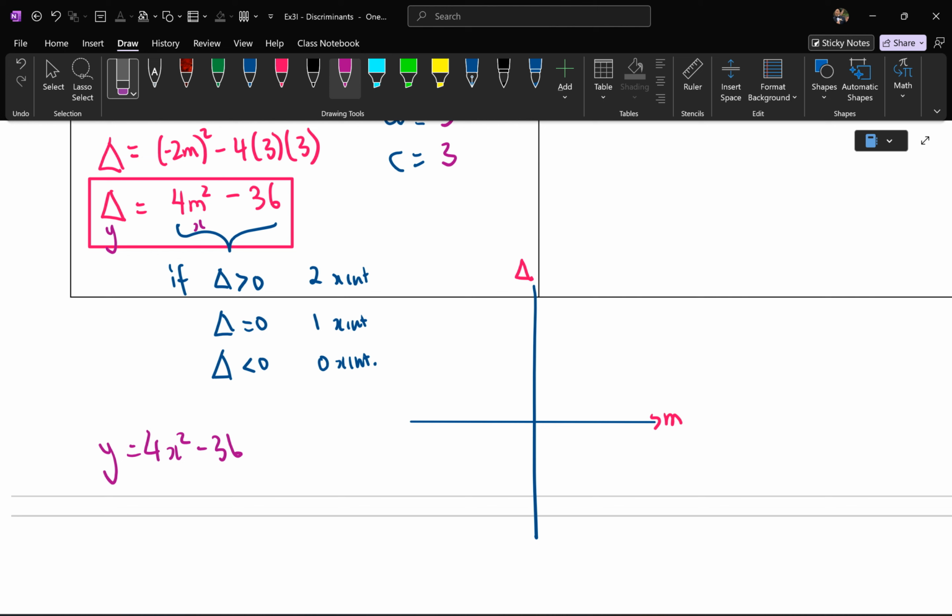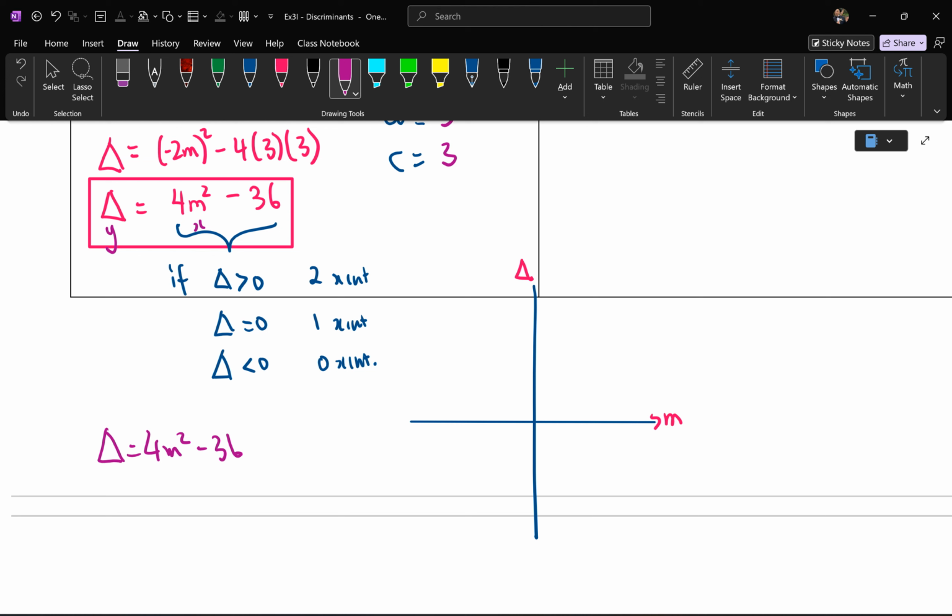How can you get a smiley face? Because x can be anything. No, we're not talking about x, we're talking about m for now. I called it x just to help you visualize it, but what I'm saying is you're actually sketching this graph. So as you sub in the numbers for m, whatever you sub in for m, you get a discriminant value.